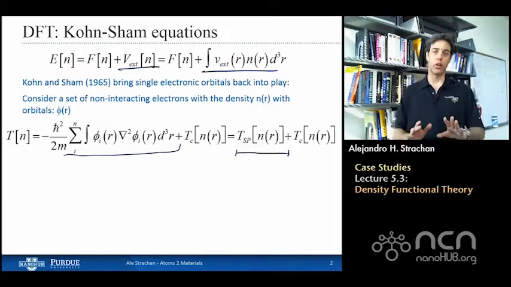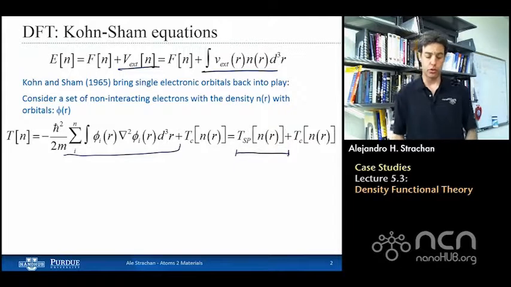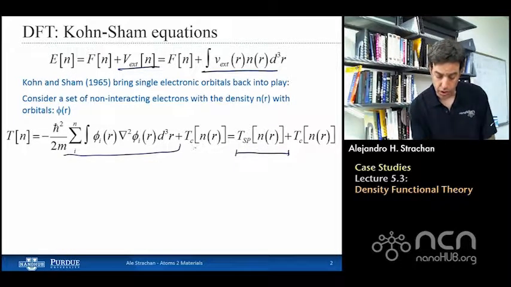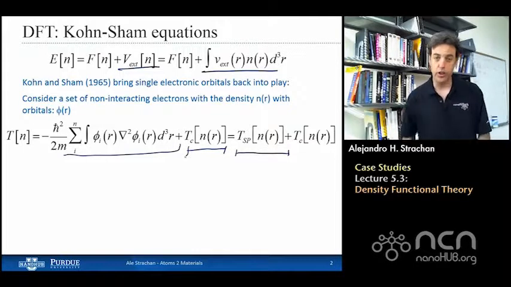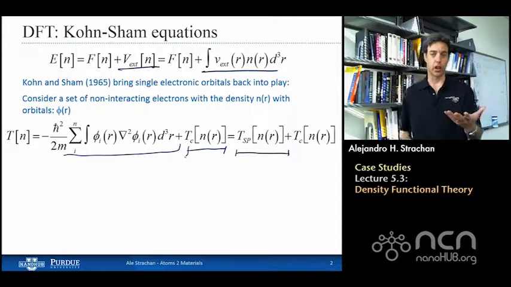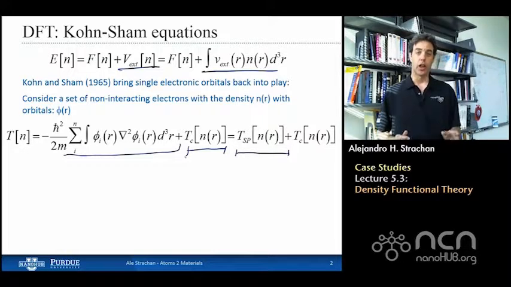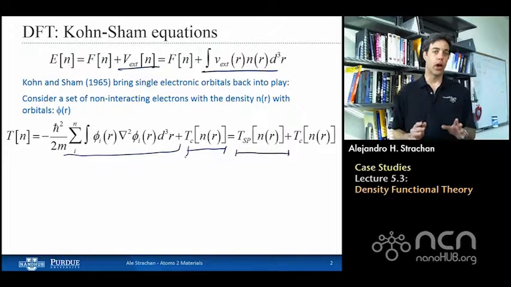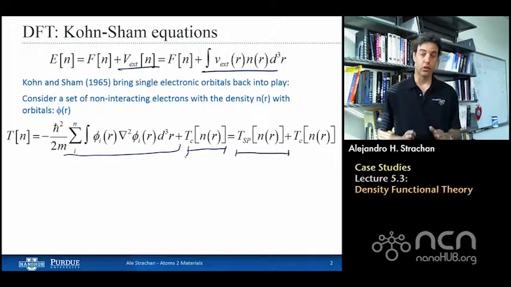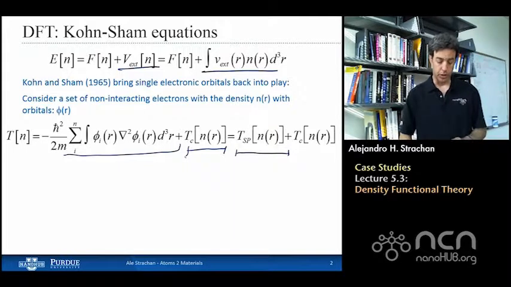Now, of course, in the real systems, the correlations will change the kinetic energy, and I'm going to call that unknown term T sub C, that comes from correlations. Now, I don't know what the single particle kinetic energy functional is, but I know it exists, so I can formally write it that way.